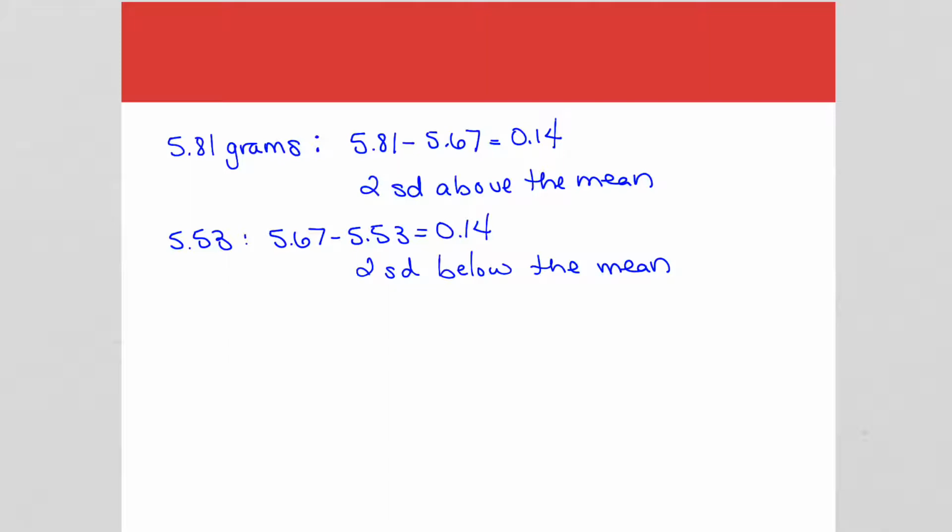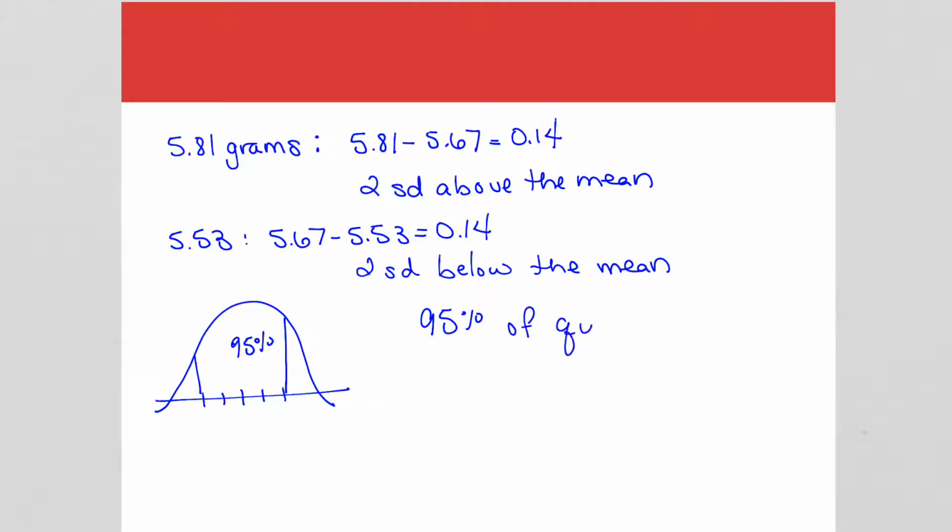So if the machine accepts quarters that are from 2 standard deviations below to 2 above, then by the 68, 95, 99.7 rule, 95% of quarters will be accepted, and 5% will be rejected.